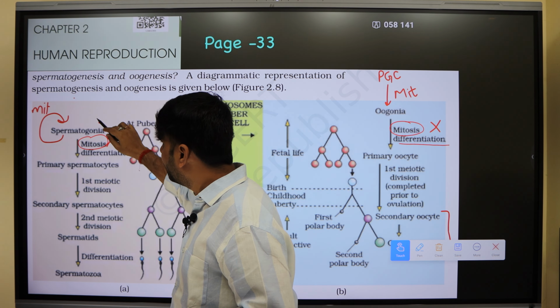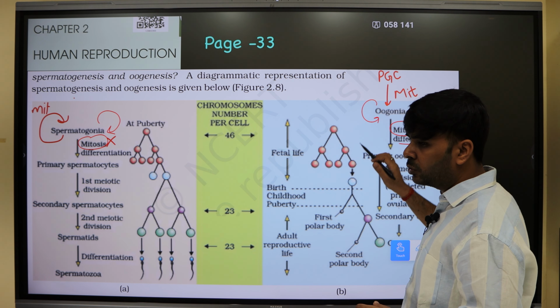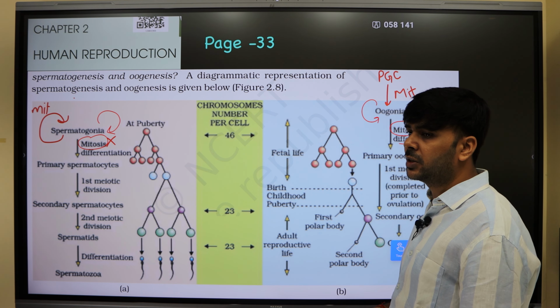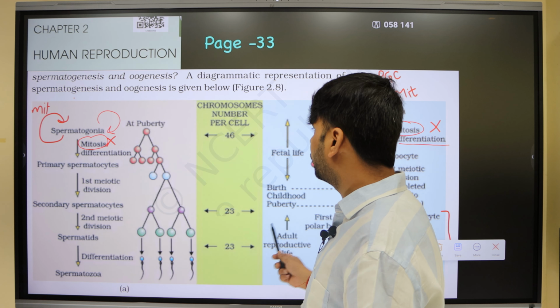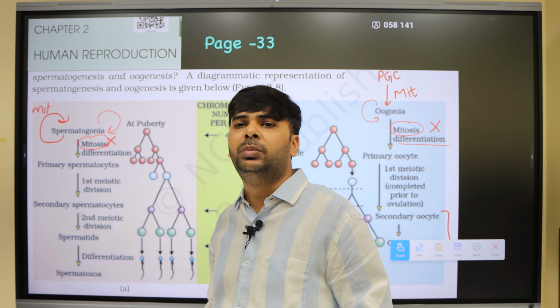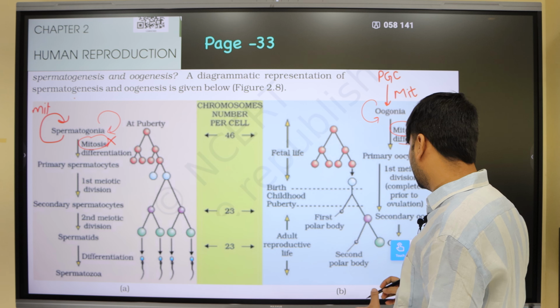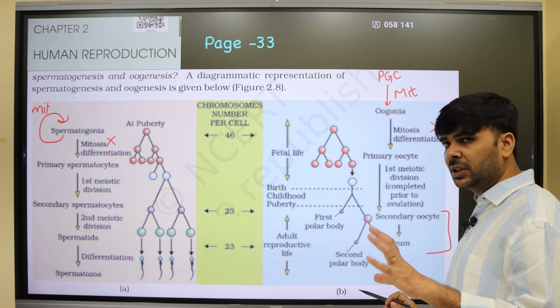Mitosis forms spermatogonia from spermatogonia, and here oogonia from oogonia. And once the oogonia number is formed, it is fixed. Once oogonia are formed in the female body, they are fixed. No more oogonia are added after birth, or we can say no more primary oocytes are added after birth. So the error here is clear.